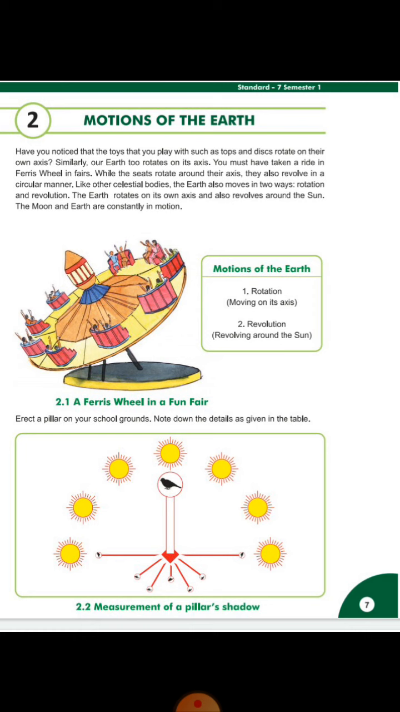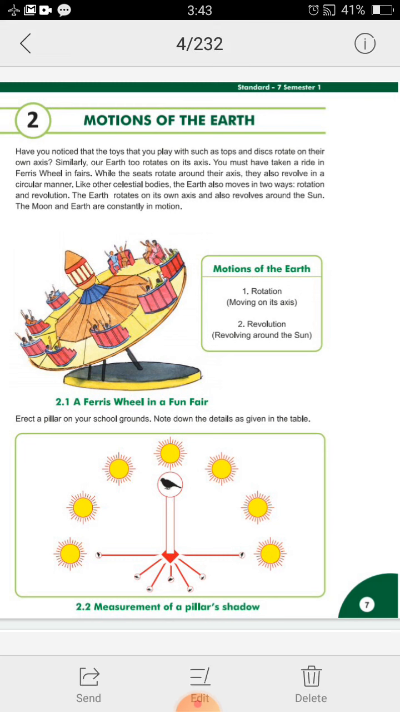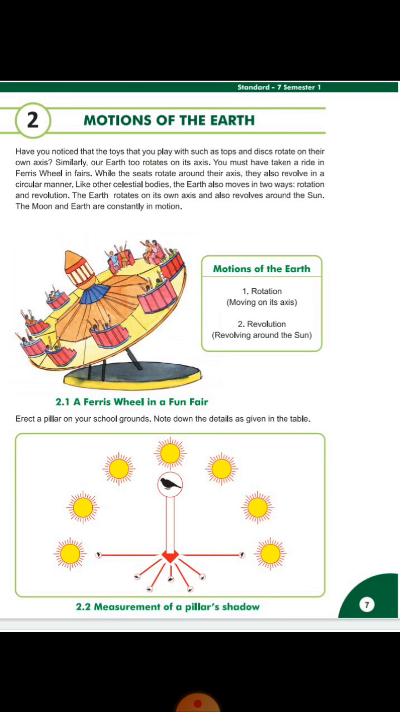The earth moving on its own axis is called rotation. Once again, the earth moving on its own axis, that is called rotation. Now what is revolution? Revolving around the sun, making a round around the sun, that is called revolution. So these two are our main sections in this second chapter.